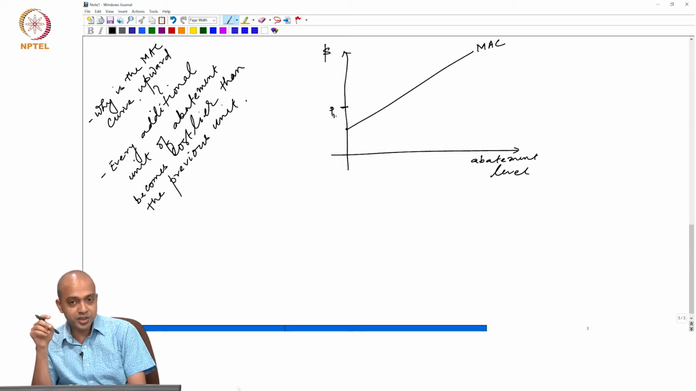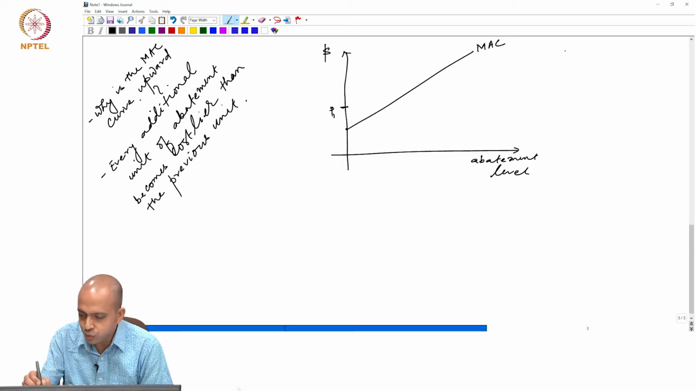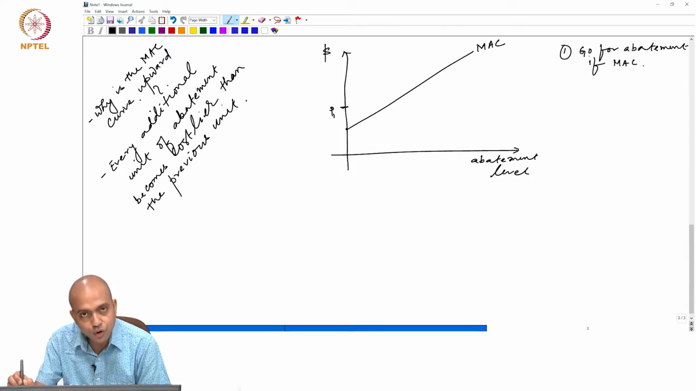How will the firm decide how much to abate? Now, we have to keep one thing in mind. Once tax or any effluent charge is imposed, firms have two options. Option number 1, go for abatement if MAC, marginal abatement cost, is actually lower than the charge or tax.